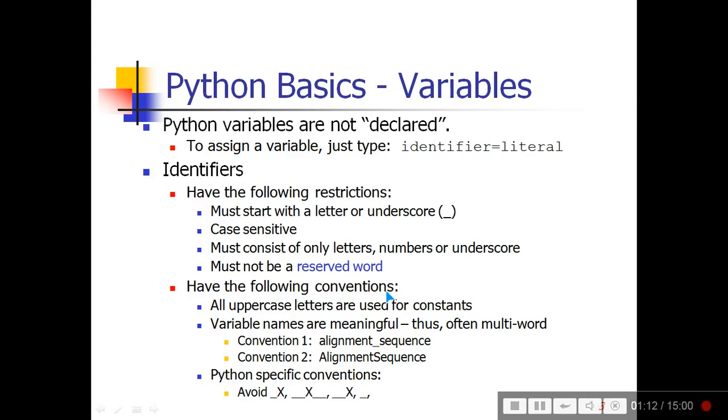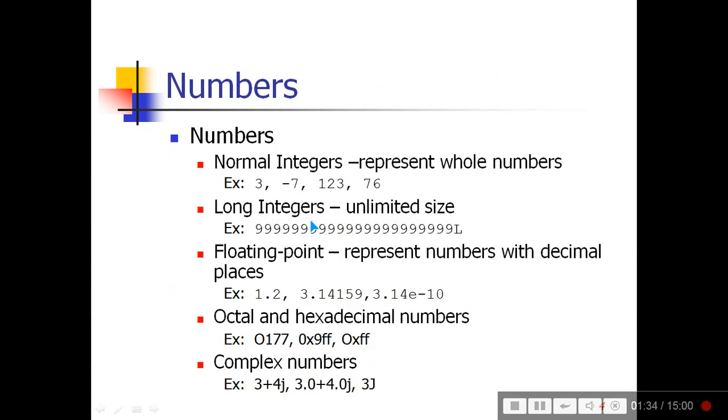And have the following conventions. All uppercase is used for constants. Variable names are meaningful, thus often multi-word. That is, convention number 1 is words separated by underscore, and convention 2 is words joined in a sequence. So Python specific conventions are to avoid leading underscore, double underscore, or trailing underscore. So these are to be avoided.